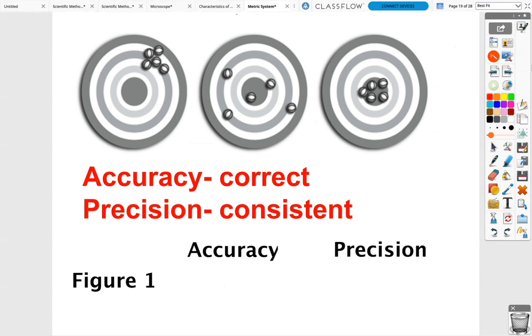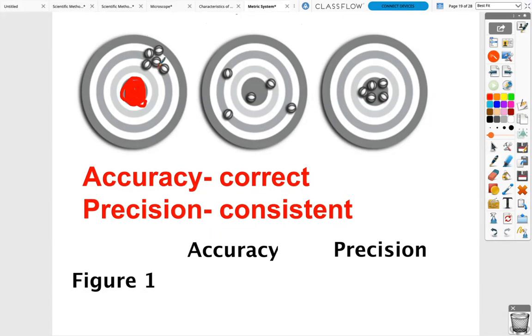So here you have a game, and it's sort of like darts, but it has these foam balls. The goal every time, of course, we know what the goal is. The goal is to hit the bullseye, right? So you want to hit right in the middle. And you have three different scenarios here: figure 1, figure 2, and figure 3.